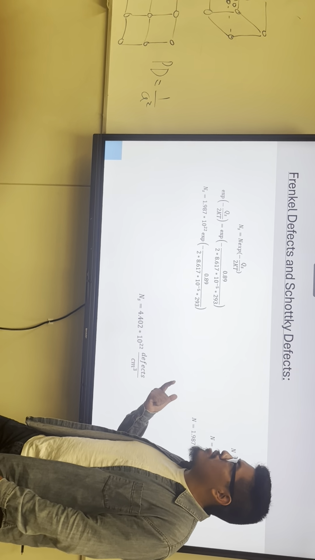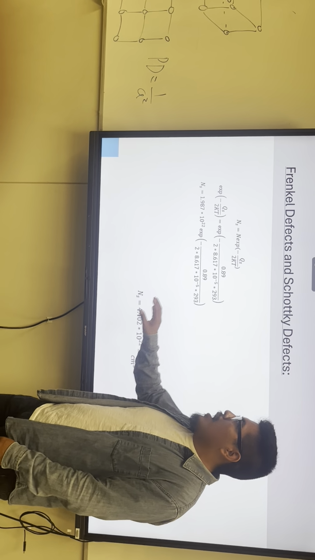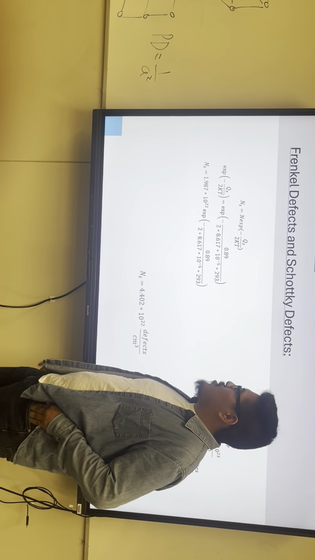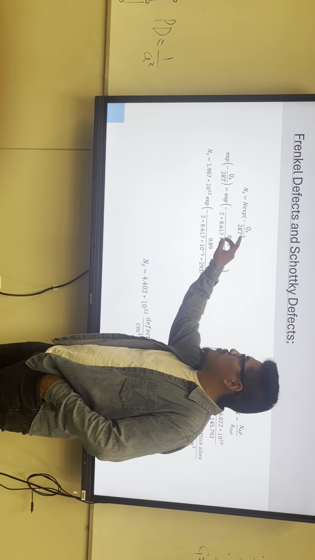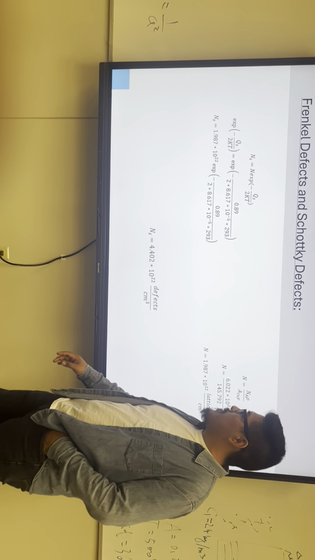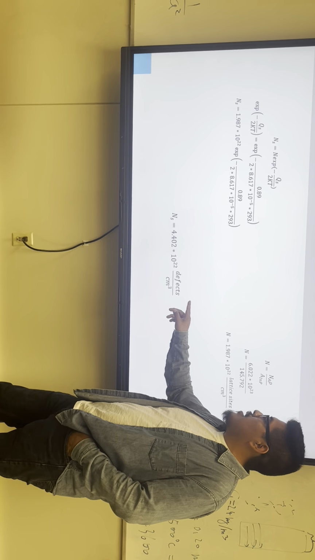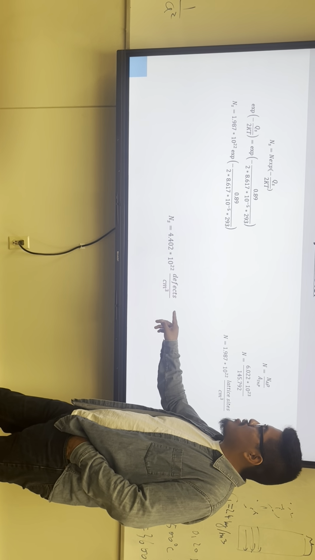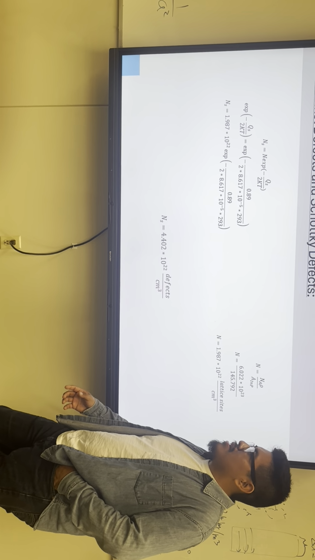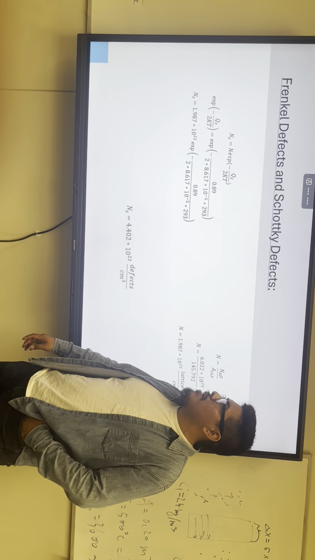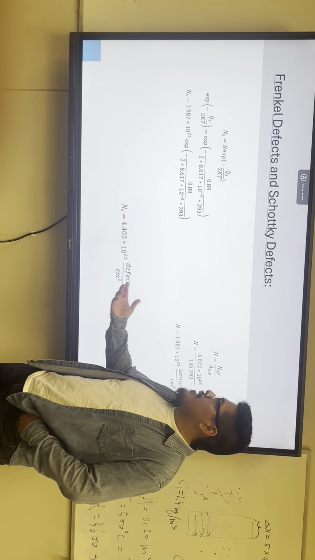Activation energy is typically lower than for a Frenkel defect. Same thing, Boltzmann constant, T is equal to 293 Kelvin. So when we plug it all in, we end up with 2.402 times 10 to the 22 Schottky defects per centimeter cubed, which tells us that there are a lot of Schottky defects and not many Frenkel defects in our semiconductor, in this case being indium phosphide.